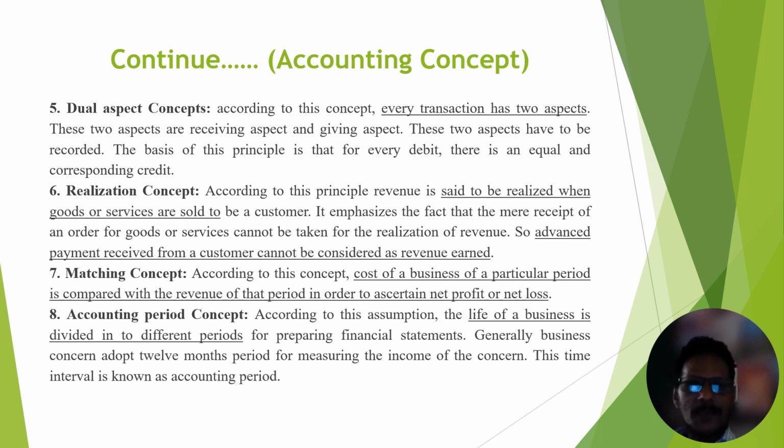Now the last concept, the accounting period concept. According to this concept, we assume the life of the business is divided into different periods, for the preparation of financial statements. Generally, a business concern adopts a 12-month period for measuring its income. This time interval is known as the accounting period. Here we also use one term, financial year. The financial year starts from 1st April to the next 31st March. These 12 months are the accounting period. For this accounting period, we have to calculate our business profit or business loss.